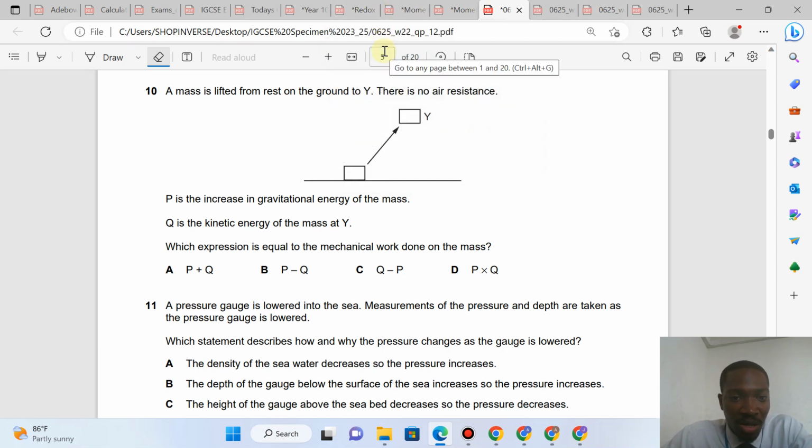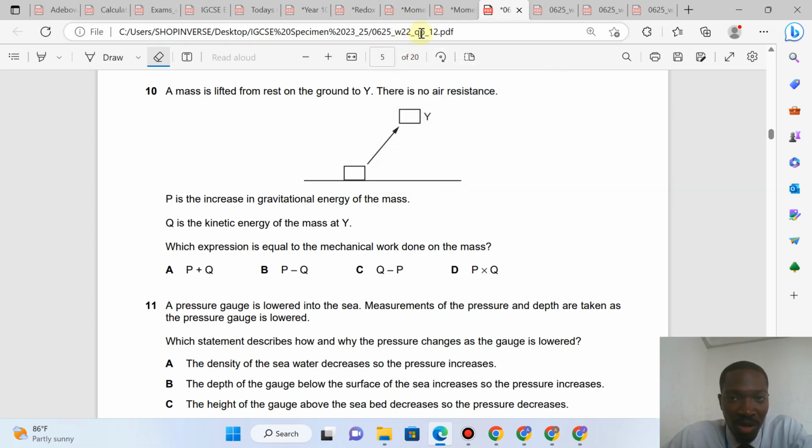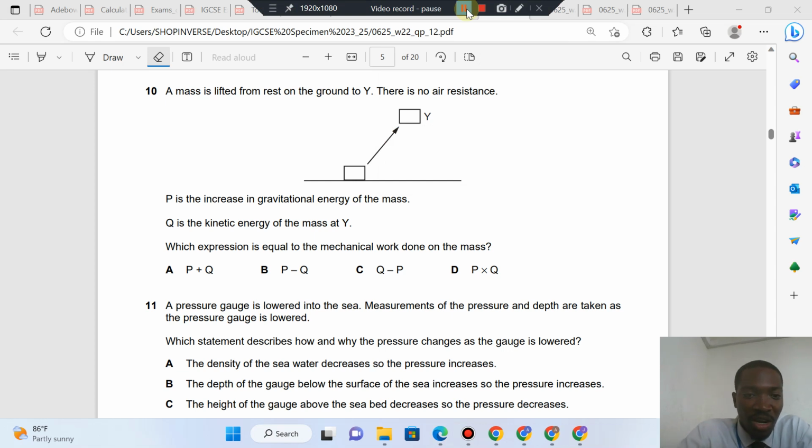Option A, P plus Q. Option B, P minus Q. Option C, Q minus P. Option D, P times Q. Now look at this. P is the increase in gravitational potential energy. When you are lifting a mass, you are giving it gravitational potential energy, right?